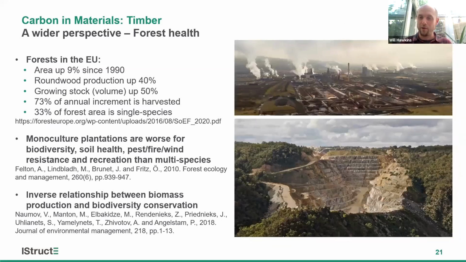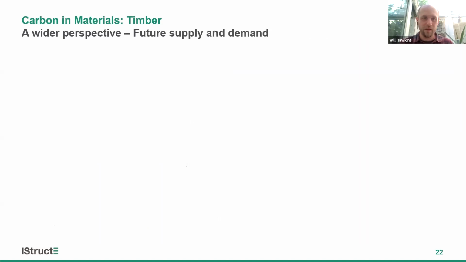I should mention as well, we talk about this in terms of timber all the time. We don't often talk about the biodiversity impacts of concrete and steel. So this is a big steel production plant, and this is a limestone quarry. Neither of those are particularly biodiverse either. So I just want to say that too.